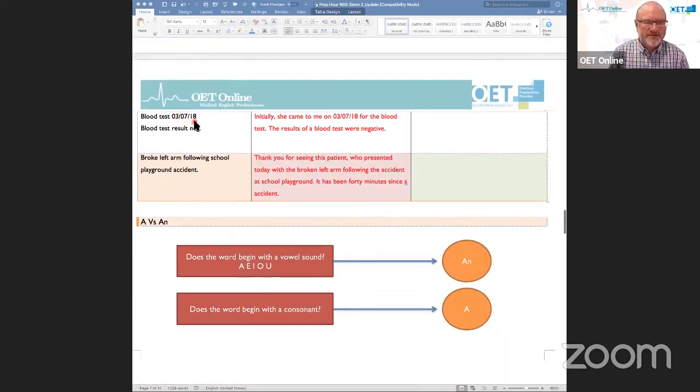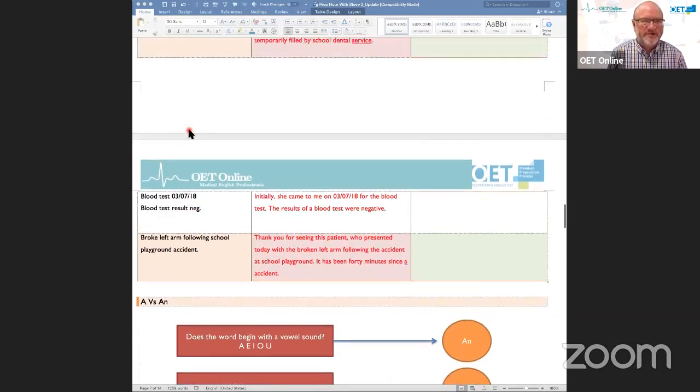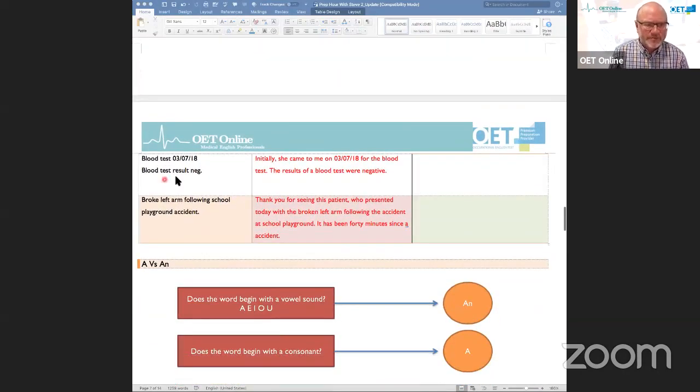Blood tests, 3, 7, 18. So we've got some case notes here on the left-hand side. Blood test result negative. Initially, she came to me on 3, 7, 18 for the blood test. The results of a blood test were negative. Well, there's 2 mistakes there. Can you see them?